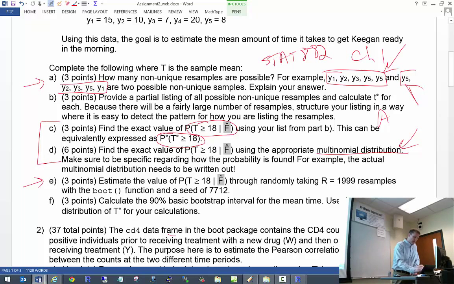Part E says, okay, why don't we just take some resamples using the boot function? And as you might expect, your answer in E should be close to the answer in C and D. So you have a really good way of checking your answers here. And then lastly, part F, calculate the 90% basic bootstrap confidence interval for the mean time. Use the exact distribution of T star for your calculations. How could you check your answer? Use the boot.ci function with the Monte Carlo simulation aspect of it.